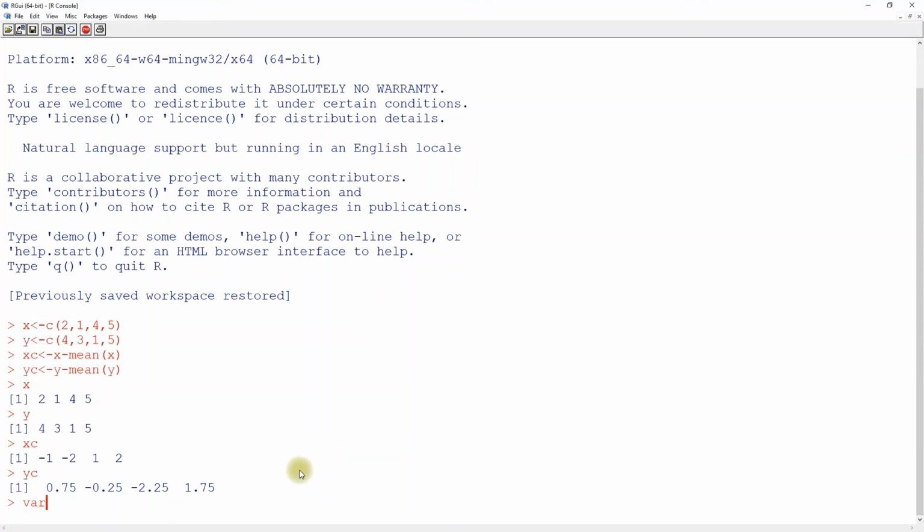So let's try to find the variance of xc. We call it the VARXC. So the variance, as you know, is the sum of x minus x. So let me just write this down for you to understand.